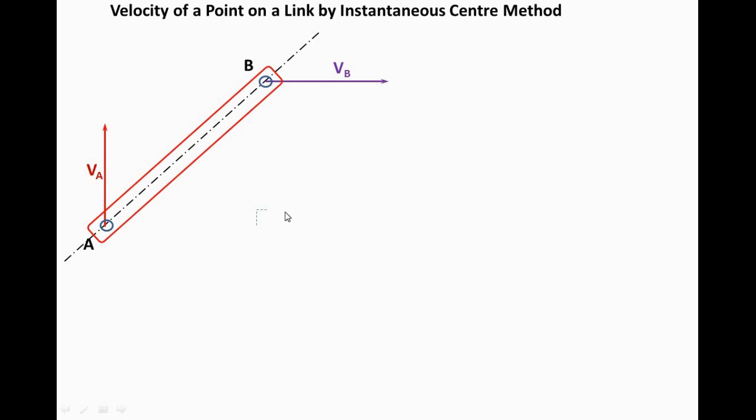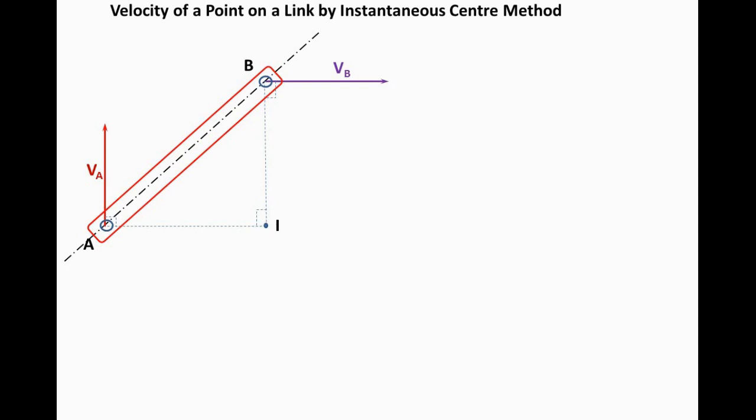Then how to locate the instantaneous center? First of all, I will draw a perpendicular to the velocity VA towards the right side. So let us draw the perpendicular. So this is the perpendicular, and next I am going to draw the perpendicular to VB towards the downward side. So at the intersection point I will get the instantaneous center for the link AB for this particular position. For this particular position, I is the instantaneous center of link AB.